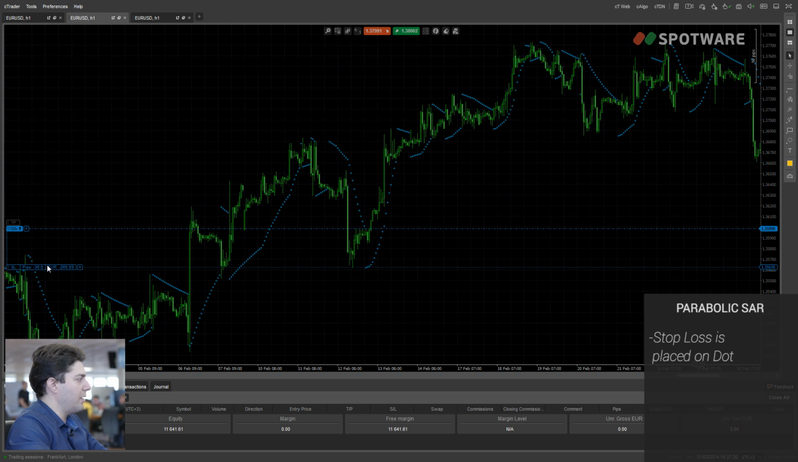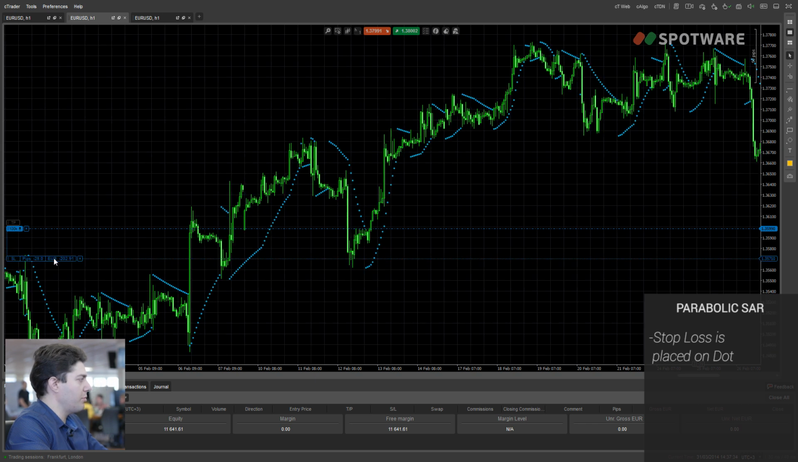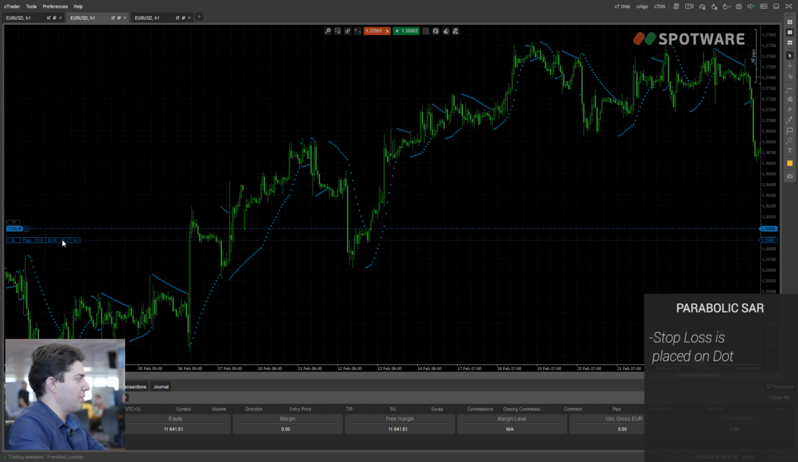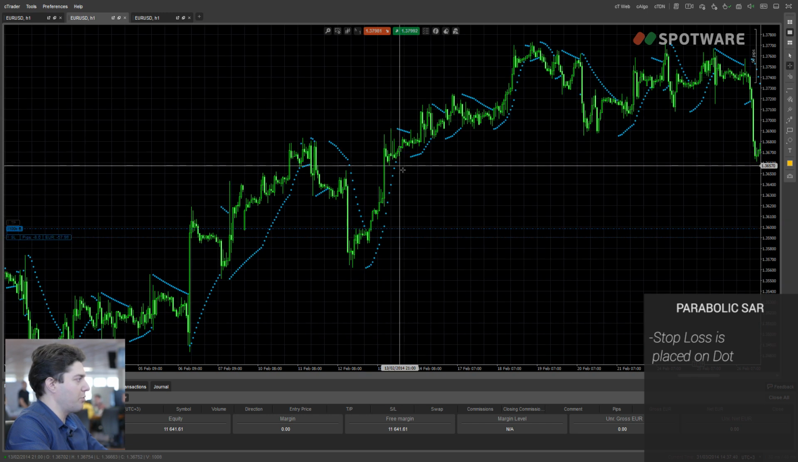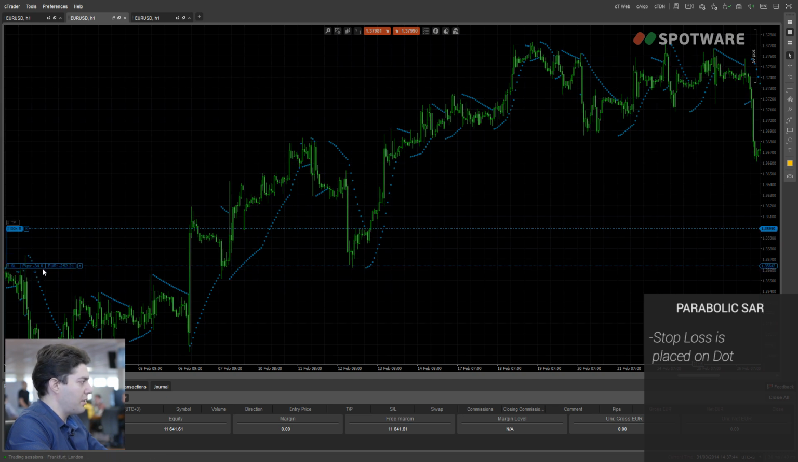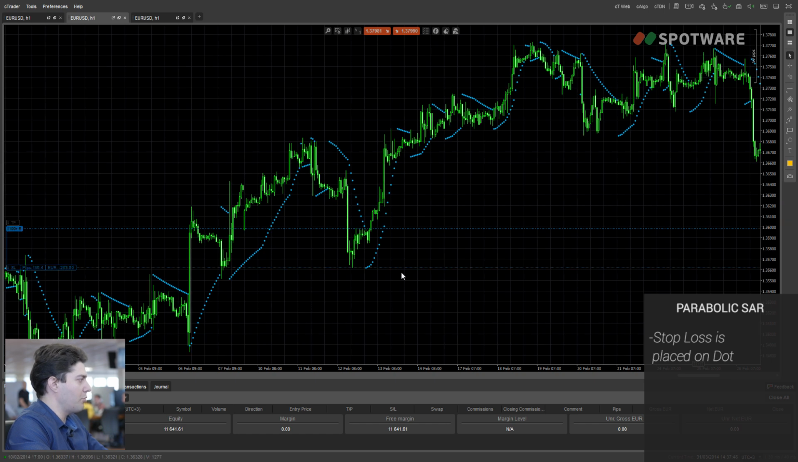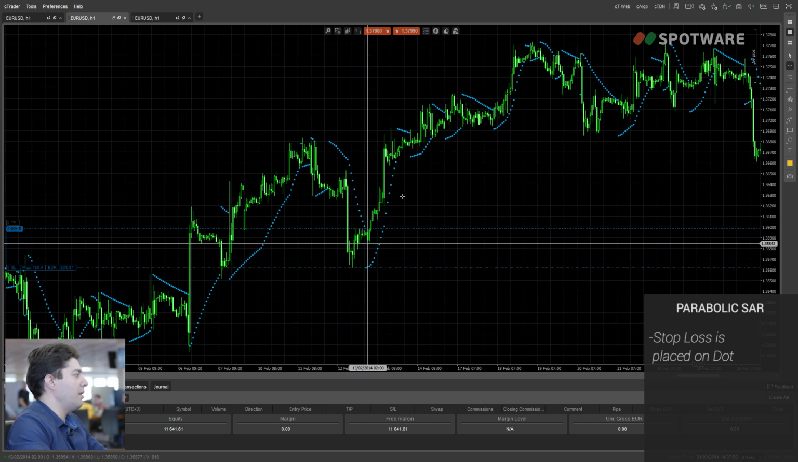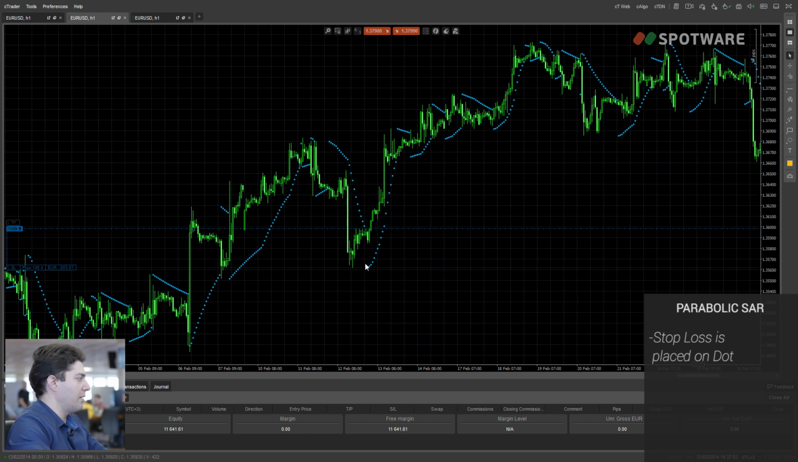Then every time the indicator plots another dot, we move our stop loss to the new dot. And this way it works greatly like a trailing stop, and our position is going to close here upwards. Another way the SAR is usually used is that traders just put the stop loss on the dot, and they leave it there as a stop loss.